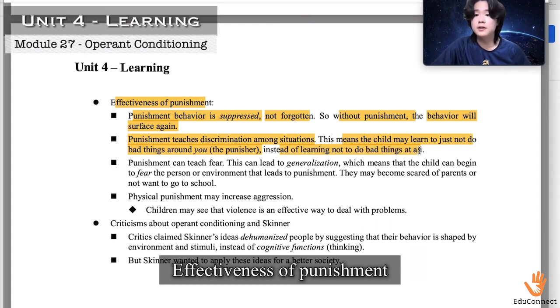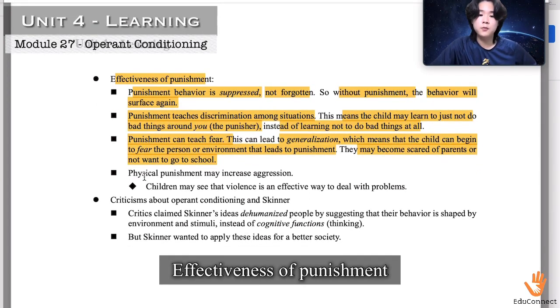So there are some underlying potential bad consequences for this type of punishment, right? And punishment can also teach fear, which can lead to generalization, which means that the child can begin to fear the person or the environment that leads to punishment. So they may become scared of parents or not want to go to school. You don't want this to happen, right? That's why punishment is not always the best answer.